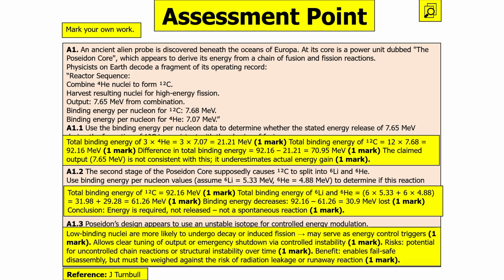Finally, low binding nuclei are more likely to undergo decay or induce fission, so it may serve as energy control triggers. It allows clear tuning of output or emergency shutdowns via controlled instability. The risks are a potentially uncontrolled chain reaction or structural instability over time, but the benefits enable a fail-safe assembly, which must be weighed against the risk of radiation leakage or runaway chain reaction.